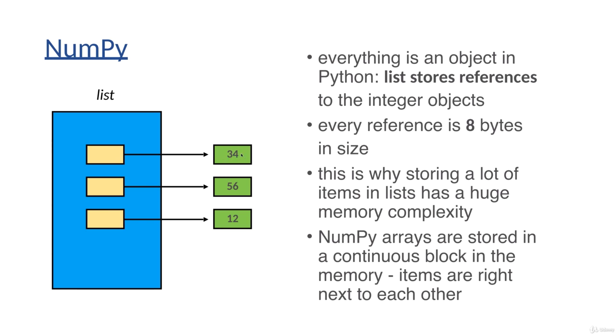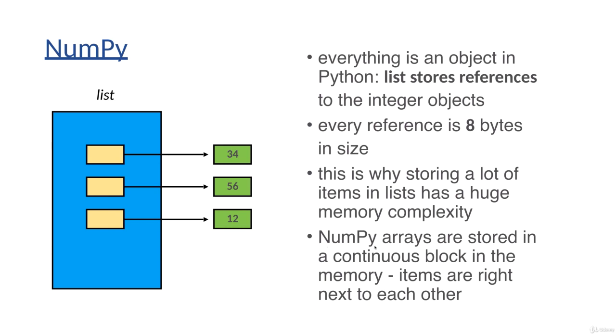So this is why Python is an extremely convenient and easy scripting language, but it is not as efficient as C++ or Java, for example. Okay, so every reference is 8 bytes in size. And this is why storing a lot of items in lists has a huge memory complexity.